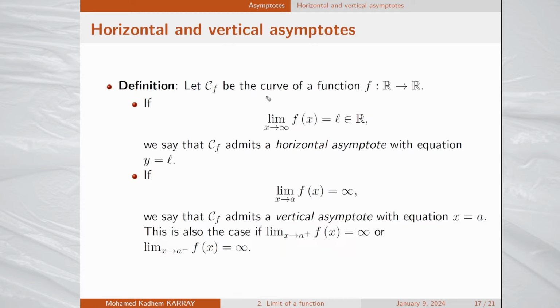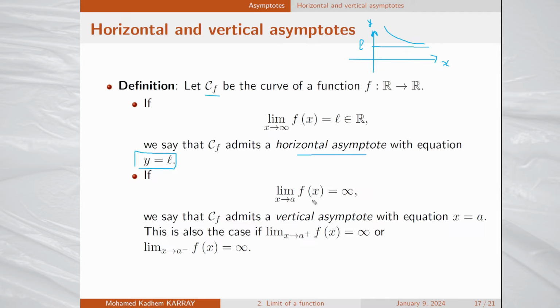Let C be the curve of a function f. If the limit of f as x goes to infinity equals L, let's make a figure here. So this is x going to infinity, and assume that the limit of the function f is some value L. In this case, we say that the curve of f admits a horizontal asymptote with equation y equals L. So this is the equation of the horizontal asymptote.